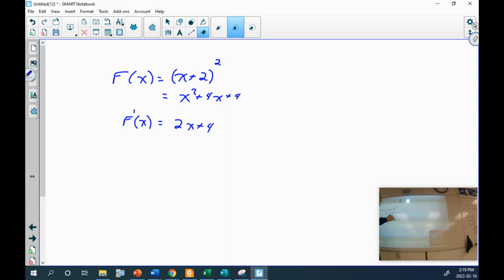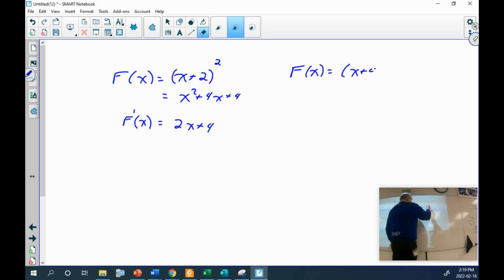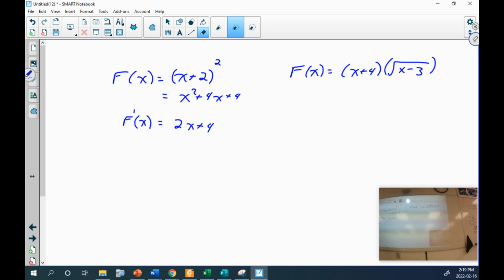But what happens if it is now going to be f of x is equal to x plus 4 times the square root of x minus 3? Can we expand that? And the answer is no. We are not able to expand that. Right? So what do we do in this case? Well, that's where the product rule is going to come in. It's just another rule.